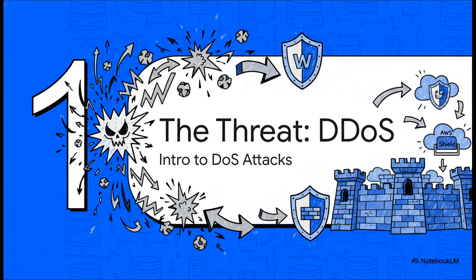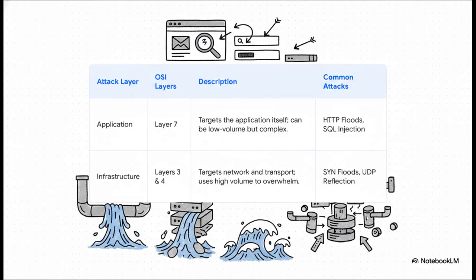Okay, so we get it. The threat is big and distributed. Now let's dig a little deeper, because to really build a solid defense, you have to know exactly how these attacks work. So for the exam, you'll want to remember this. DDoS attacks basically come in two flavors. You've got your infrastructure layer attacks. Those are your layers 3 and 4. Think of these as just raw brute force attacks. They're trying to clog up the pipes with a massive volume of traffic.